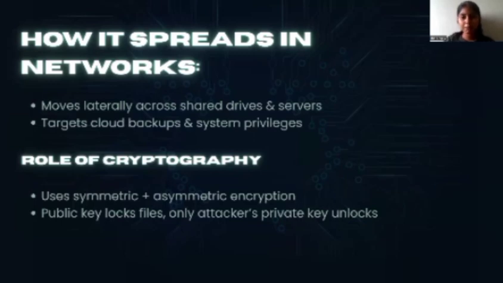From the cryptography perspective, ransomware relies on strong encryption techniques. Usually, it uses a combination of symmetric encryption for speed and asymmetric encryption for secure key exchange. In simple terms, attackers generate a public-private key pair. They use the public key to lock your files, but only their private key can unlock them. And since that private key never leaves the attacker's control, victims are forced to pay if they want the decryption key. This is the perfect example of how cryptography, which is meant to protect us, is being misused by the attackers to harm us.